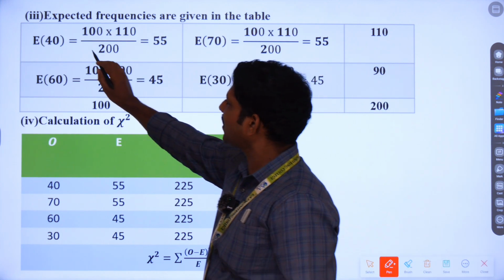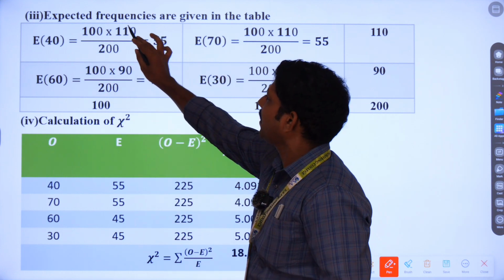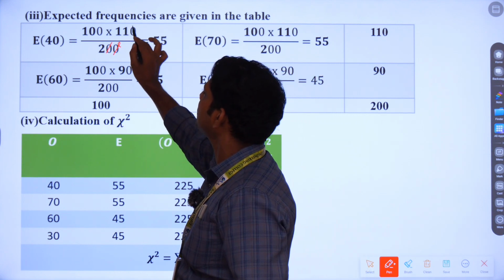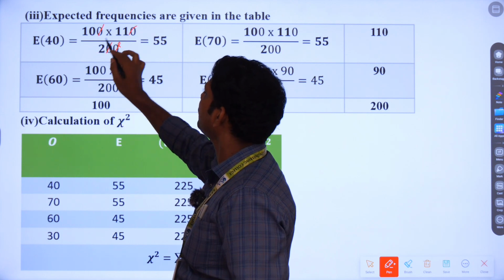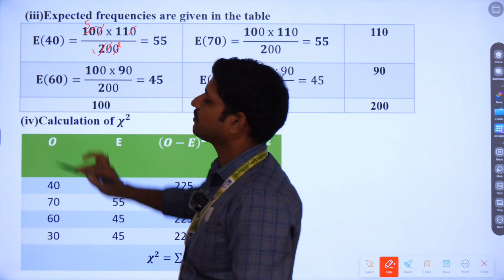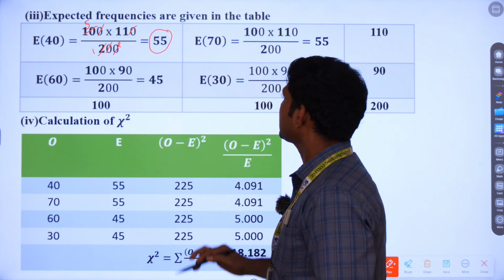First, the observed cases of 40: clearly the row total times the column total divided by 200. So the zeros get cancelled, both of them, and 1 times 2, which is 5 times 2. So 5 times 11 is nothing but 55.